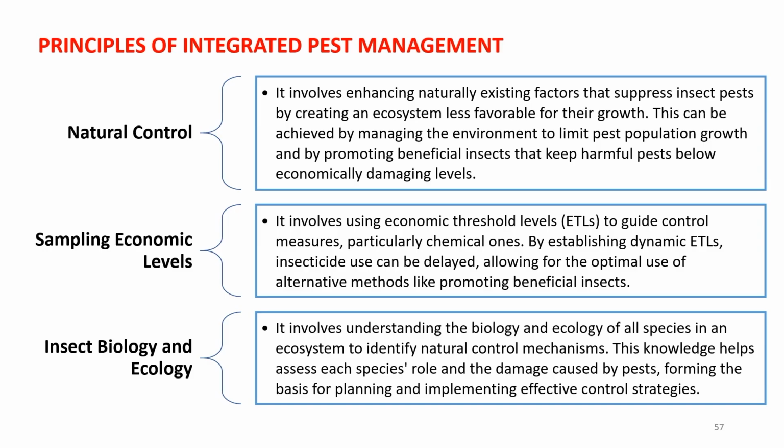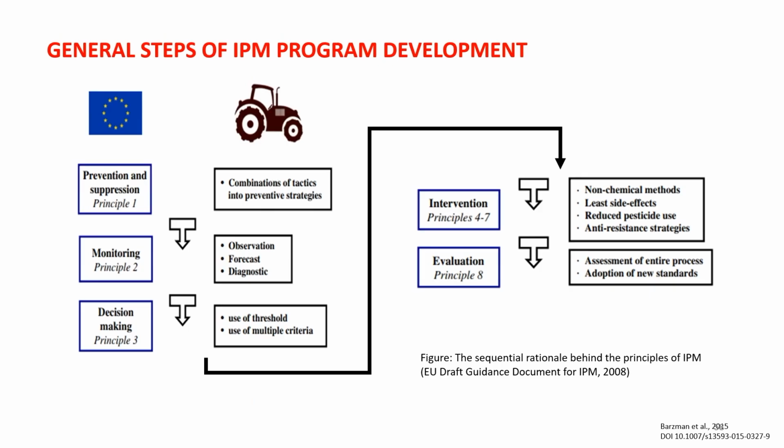In the sampling of economic levels, we determine economic threshold levels to guide control measures, particularly chemical ones. By establishing dynamic economic threshold levels, insecticide use can be delayed, allowing for the optimal use of alternative methods like promoting beneficial insects. Insect biology and ecology involves understanding the biology and ecology of all species in an ecosystem to identify natural control mechanisms. This knowledge helps assess each species' role and damage caused by pests, forming the basis for planning and implementing effective control strategies.